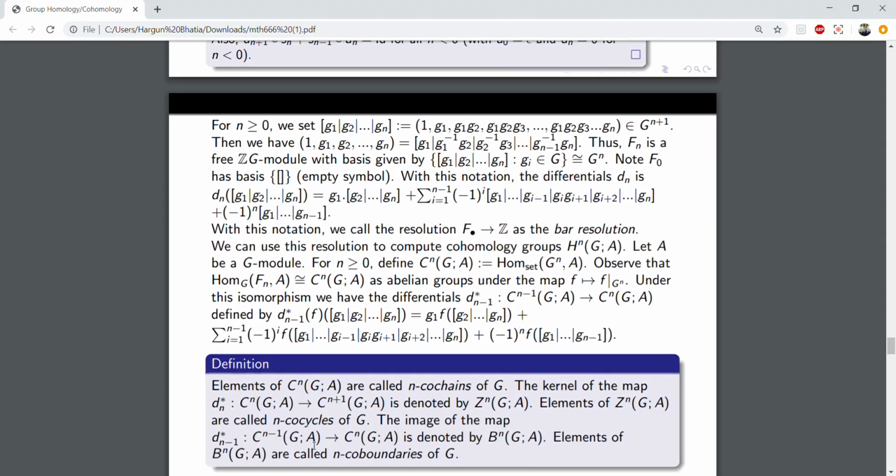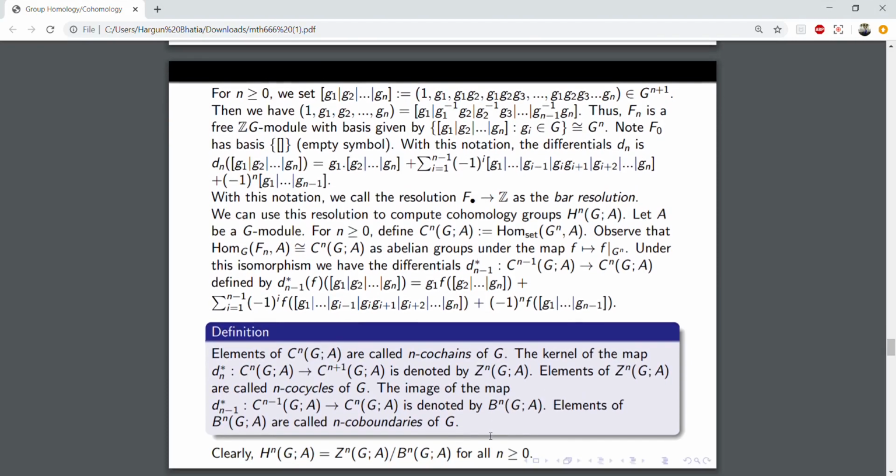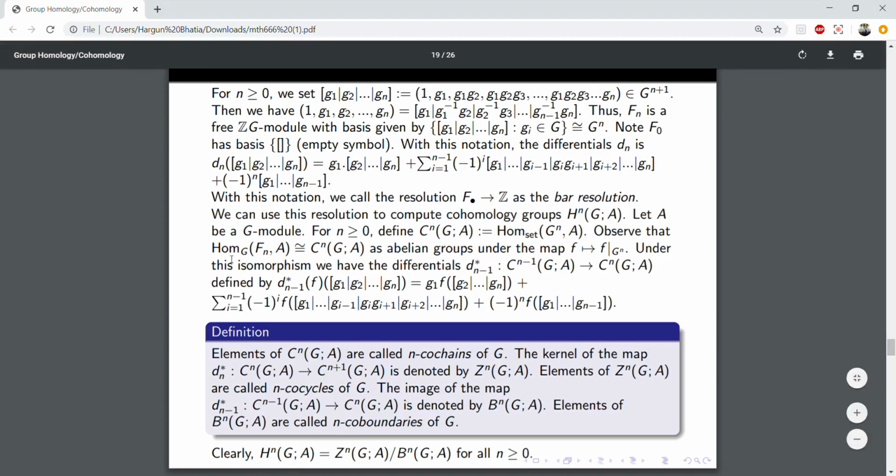The kernel of this map, the kernels of this cochain complex, are Z^n(G,A). These elements are called n-cocycles, and the images of these maps are denoted by B^n(G,A), and the elements are called n-coboundaries. Okay, that's some terminology. And then it's easy to see that since the cochain complex C^n is isomorphic to the Hom cochain complex with A, the cohomology groups of this cochain complex will give you the group cohomology. So therefore, group cohomology is just the n-cocycles modulo the n-coboundaries.